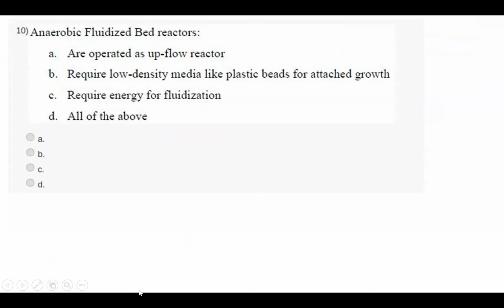10th: anaerobic fluidized bed reactors. A, are operated as upflow reactors; B, require low density media like plastic beads for attached growth; C, require energy for fluidization; D, all of the above. So what are anaerobic fluidized bed reactors for?